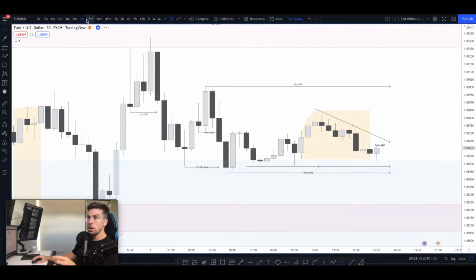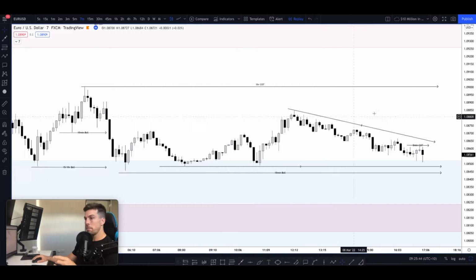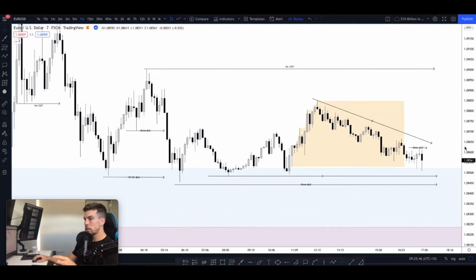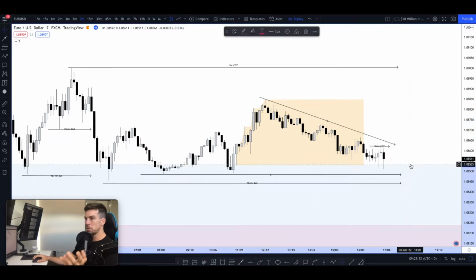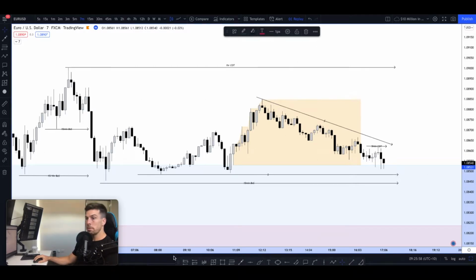So I dropped down to the 15-minute chart here. Sorry, I was on the 30-minute chart. All over the place at the moment. And I was just waiting for a sweep, some sort of price action. So let's just play through here on the 5-minute chart.